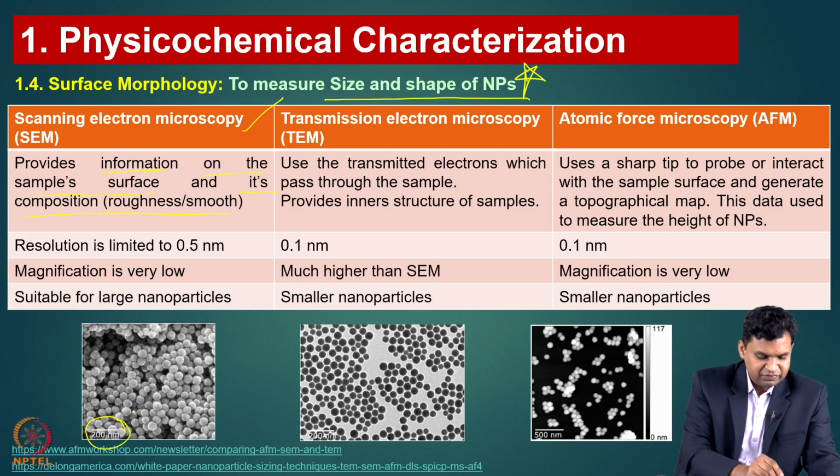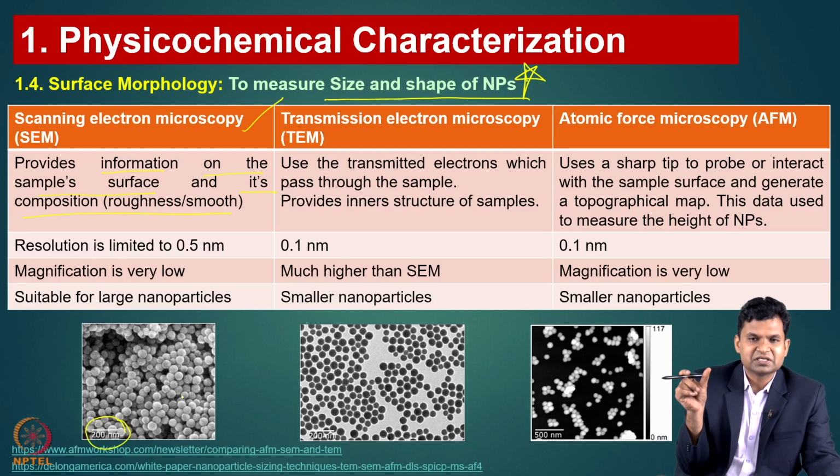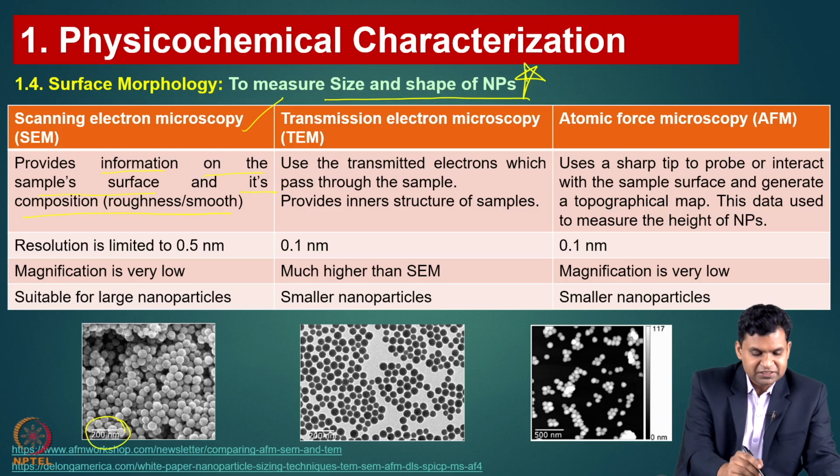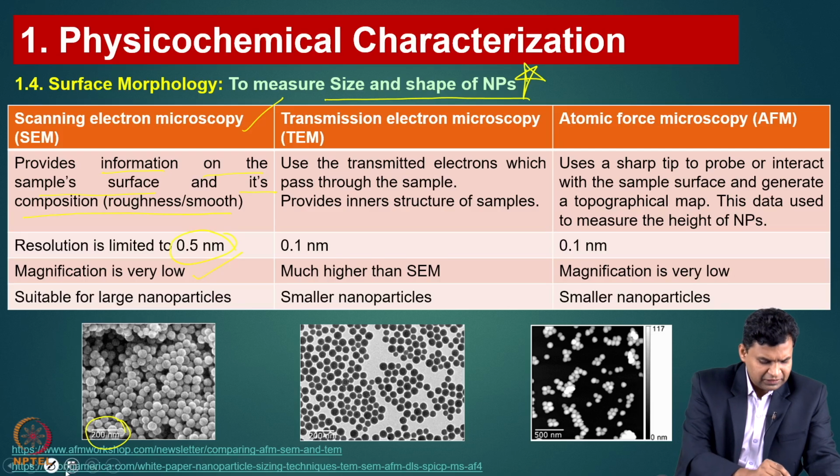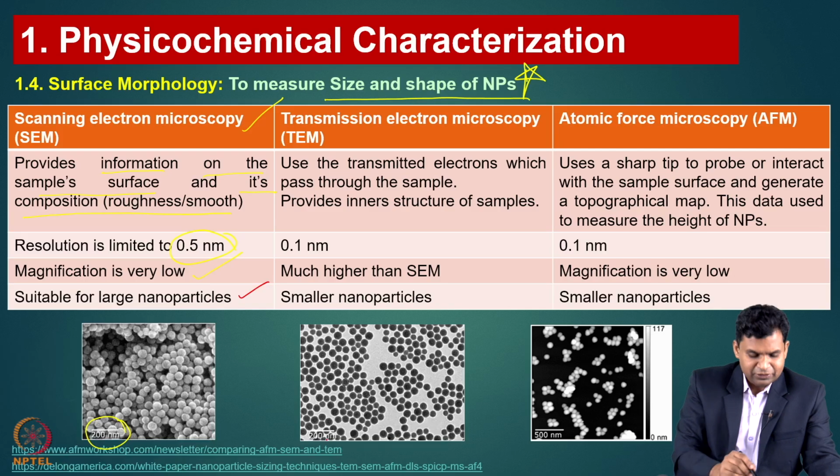So, here is the scale, with that we can consider what is the size of your particle, and the resolution is limited to 0.5 nanometer, and the magnification is very low compared with the other systems, the TEM and AFM, and it is suitable for only large particles, it is not suitable for the small particles. And you can see here the noise is very high in these formulations by using the SEM, whereas TEM has a higher advantage compared with the scanning electron microscopy.